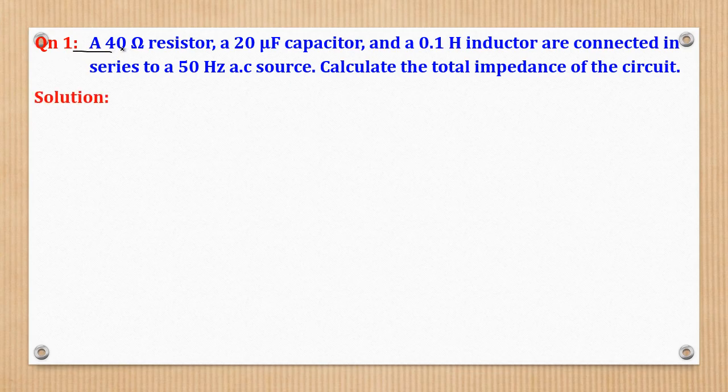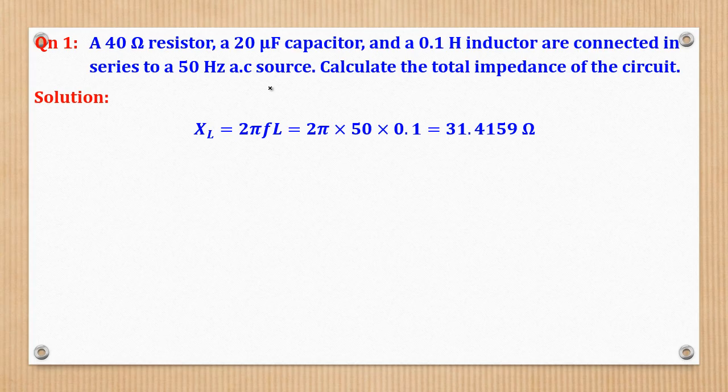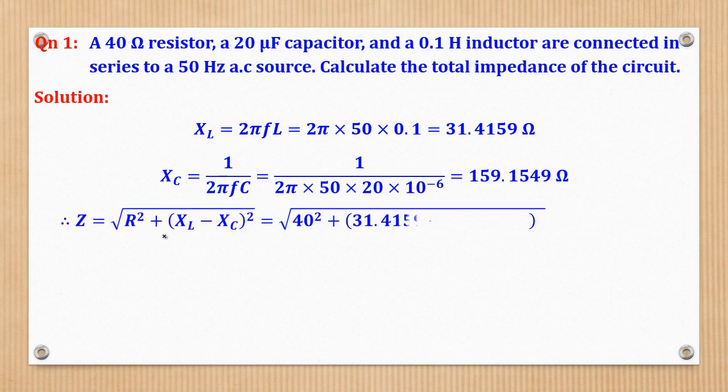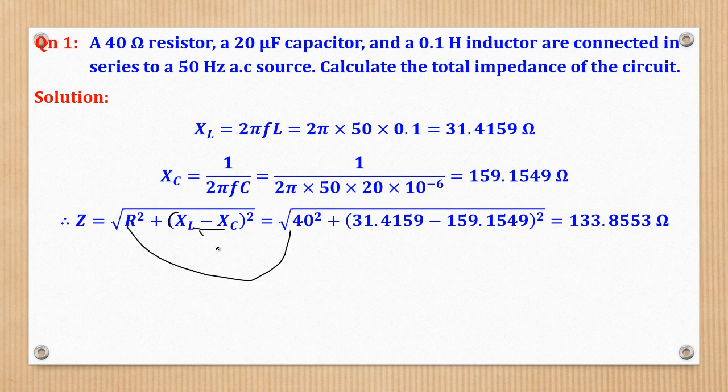So question 1 says a 40 ohm resistor, a 20 microfarad capacitor, and a 0.1 Henry inductor are connected in series to a 50 Hz AC source. Calculate the total impedance. So yeah, the first thing to do is to get the inductive reactance and also the capacitive reactance. After that, we remember the formula for impedance, which is equal to the square root of R squared plus bracket of XL minus XC squared. So R squared, XL, XC. Everything gives you that. And that's what they wanted.